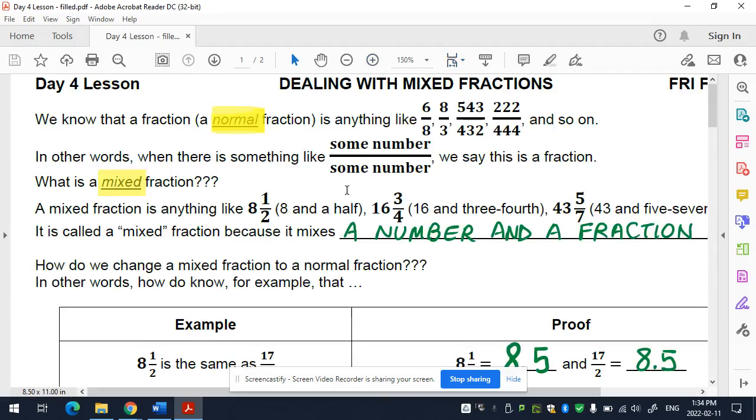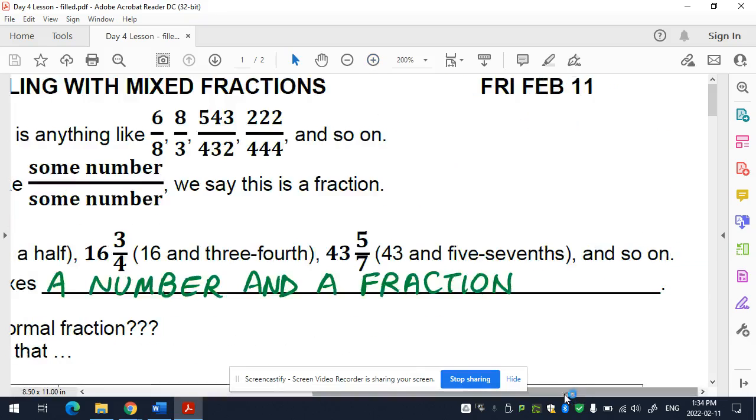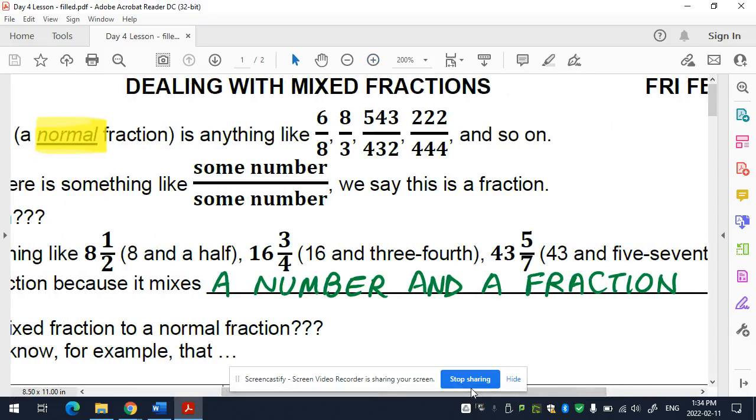So everyone, a mixed fraction is a number and a fraction. Go ahead, copy that. A mixed fraction is called mixed because it mixes a single number, like the 8 and the 16 and the 43, and a fraction. In this case, 1/2. In this case, 3/4. In this case, 5/7, and so on. So that's why it's called a mixed fraction.